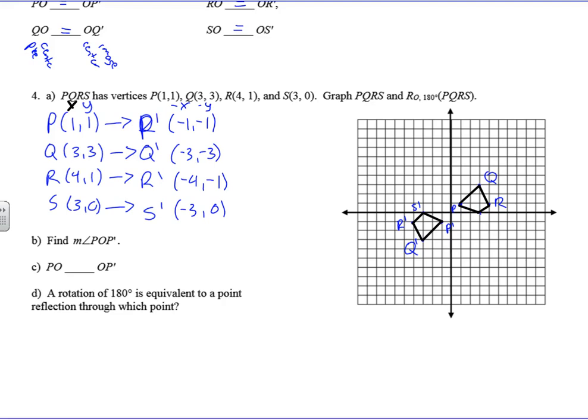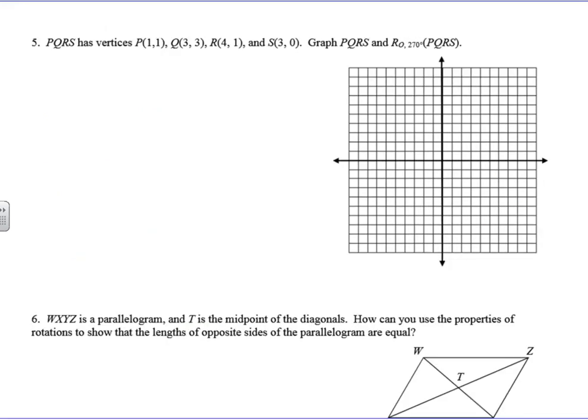All right, so what is the measure of PO, P prime? Well, that's our rotation, 180 degrees. They're both going to be equidistant from the center, the pre-image and the image. And a rotation of 180 degrees is equivalent to a point reflection through which point? Well, through the origin, or the point (0, 0). So you'll notice that they're equidistant from the origin, those ones there.